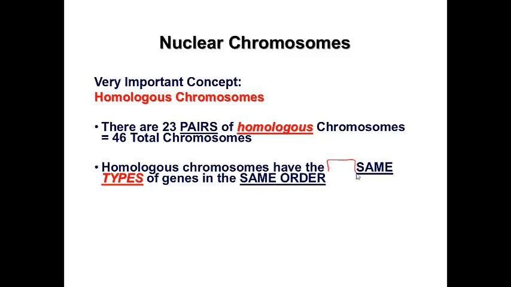Uh-oh, we got a little gap right there. All right, so thank God for so many different versions of PowerPoint. So homologous chromosomes have the same types of genes in the same order. So remember we gave that diagram of that DNA molecule? Supposed to be representing a very crude chromosome. Here's its double-stranded DNA molecule.